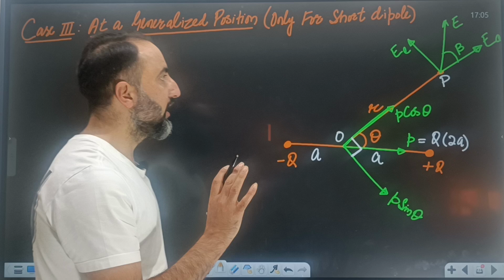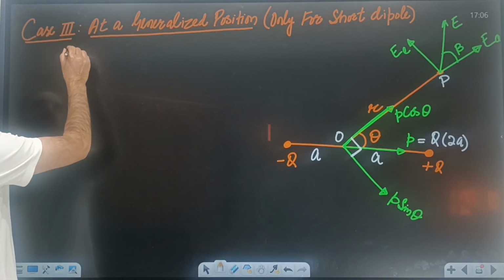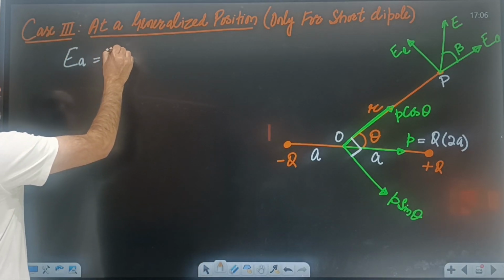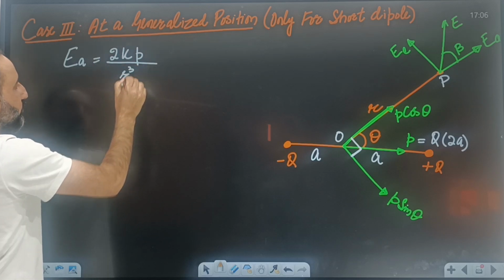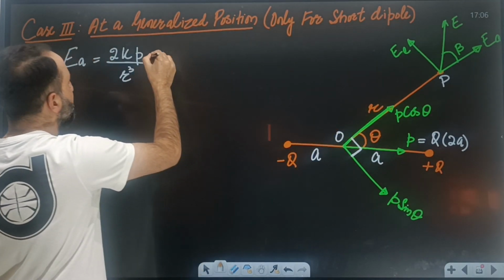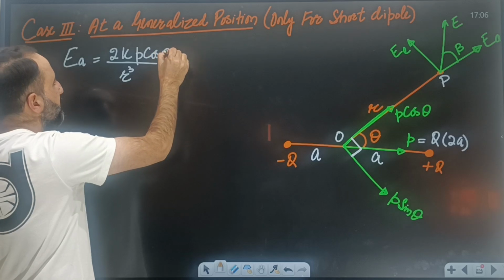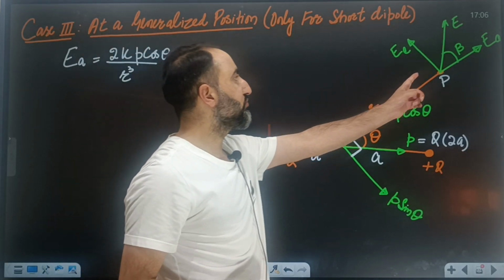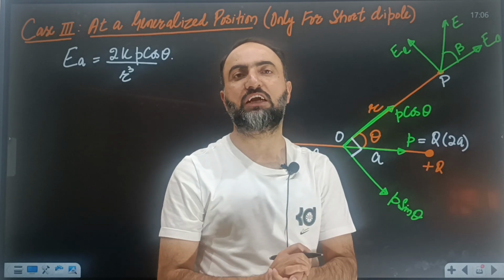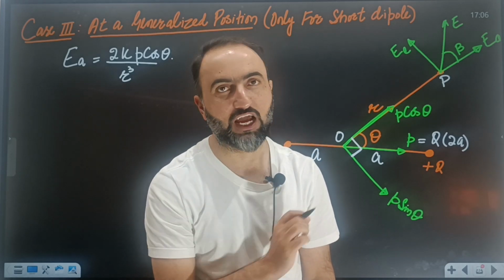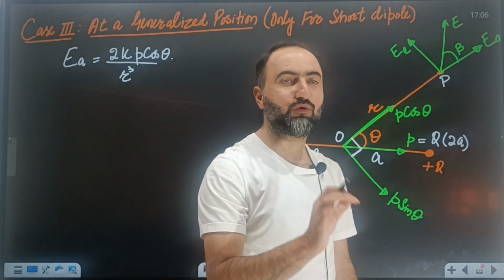Okay? Now, what is the electric field due to the axial component? It is 2kp divided by r cube. But here, instead of p, what will I write? P cos theta, isn't it? This is the electric field due to P cos theta at the point P, and it will be in this direction, because you know that the electric field on the axial line is parallel to the dipole moment. Point number 1.